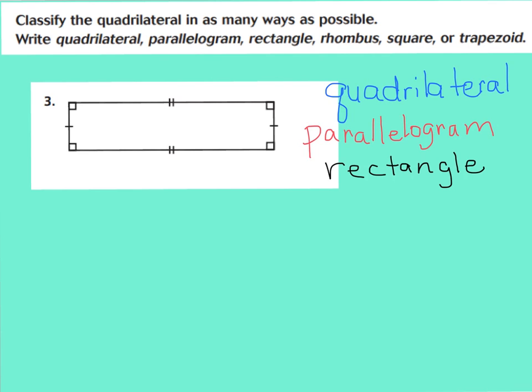Okay, for question number 3, you should have had 3 things listed. You should have said a quadrilateral, a parallelogram, and a rectangle. This would not be classified as a rhombus because it would have to have all sides the same length. It would not be a square because even though it has 4 right angles, all sides are not the same length. And it's not a trapezoid because a trapezoid must have 1 set of parallel lines.